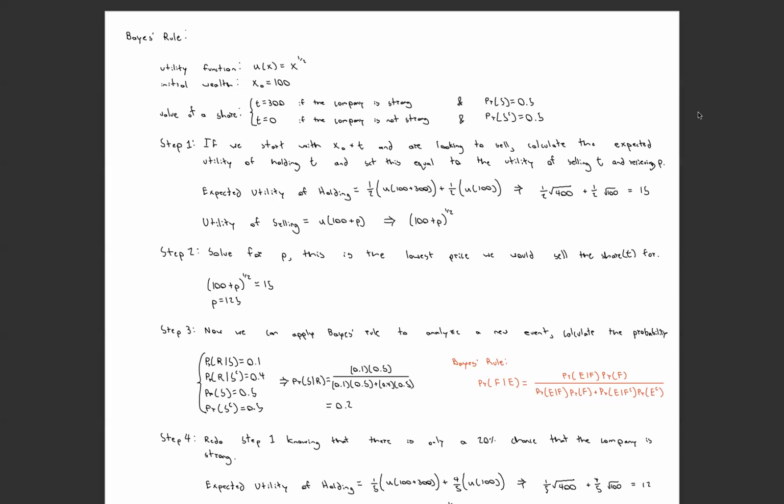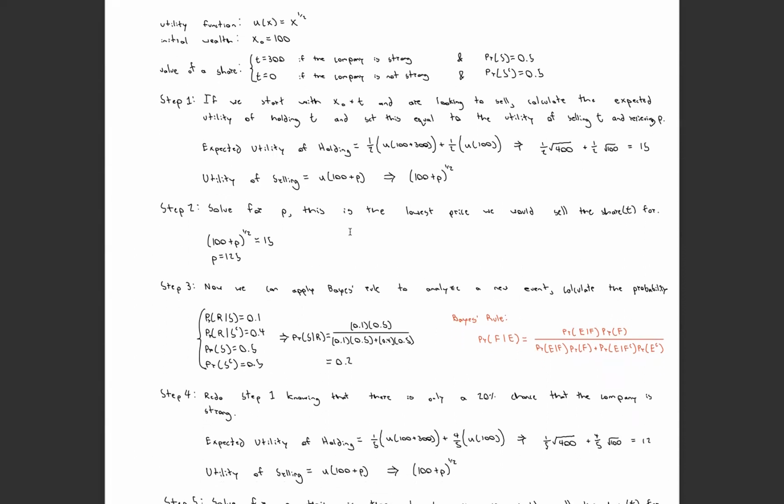The utility of selling, on the other hand, is going to be u of 100 plus p. Plug that into the formula that he gives you in the problem, and you're going to get 100 plus p to the 1/2 power. At this point, we're just solving for p, and this is going to be the lowest price that we would sell the share t for. You can walk through the algebra like this, and that price is ultimately going to be $125.